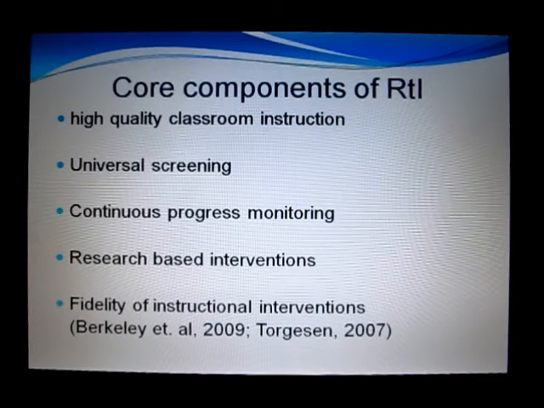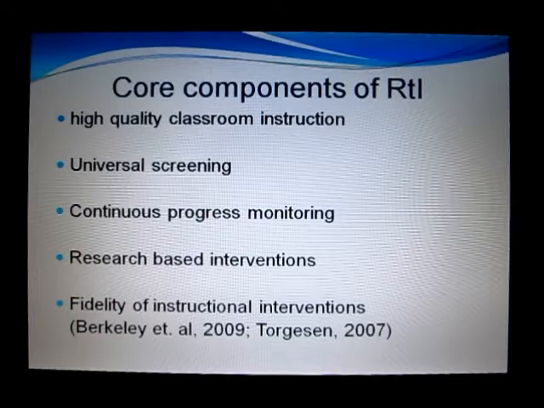Here we have some of the core components of RtI. The first component is high quality classroom instruction. As I stated before, frequently the first tier within a 3-tier system is high quality classroom instruction. It's where everything begins. The second core component is universal screening. After you've screened your students and placed them into tiers, the third component is continuous progress monitoring.